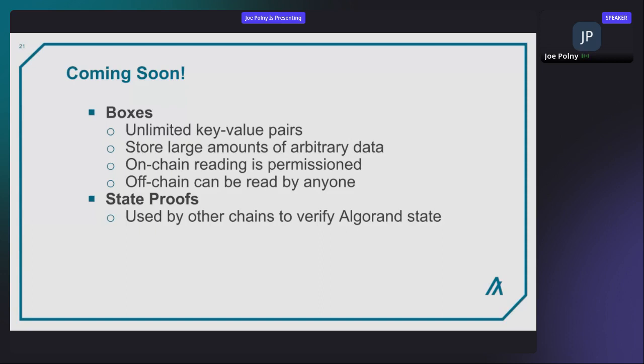So with boxes, you can have unlimited key value pairs of boxes, and you can store large amounts of arbitrary data. The exact amount of data that you can store per box is still kind of up in the air. Last I heard, it was a couple kilobytes, but that will probably be tweaked upon official release. But the point is, it's much more than just 64, 128 byte key value pairs. It's a lot more dynamic.